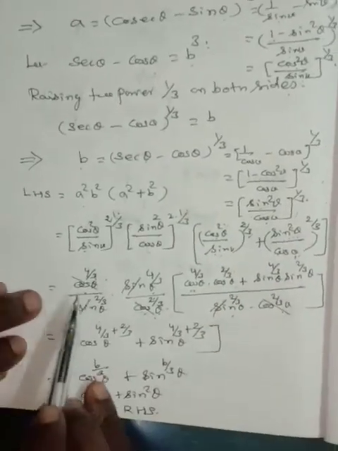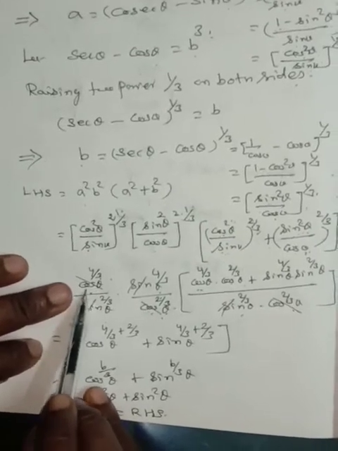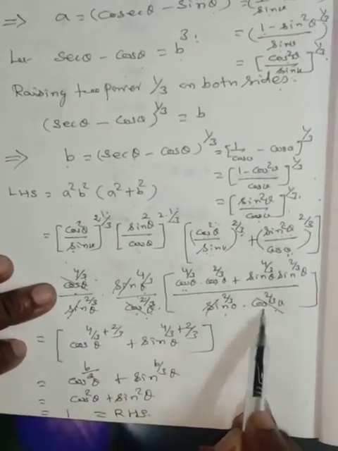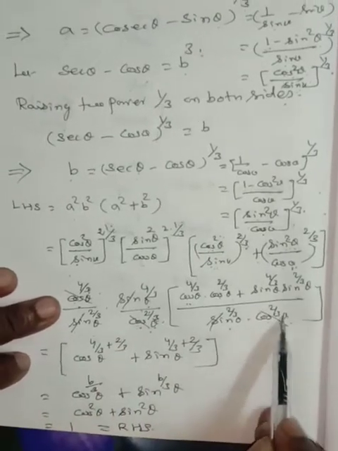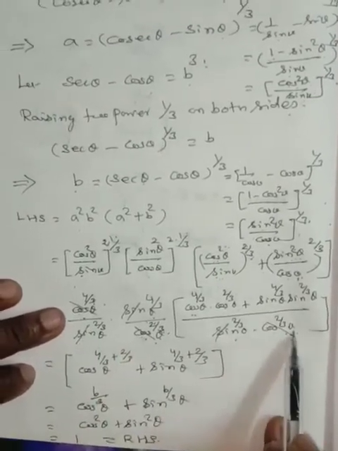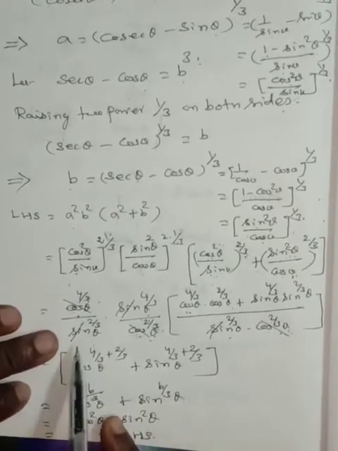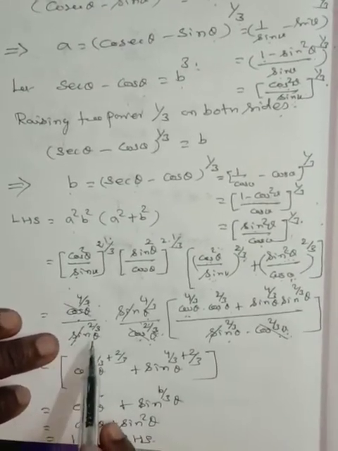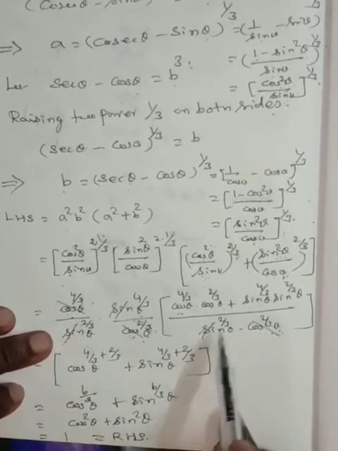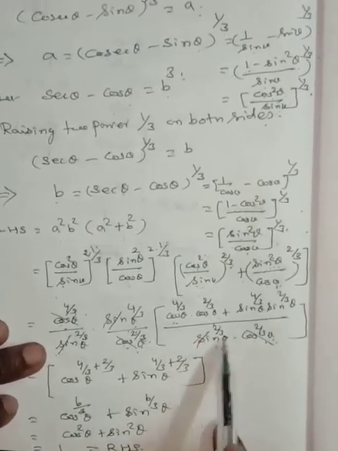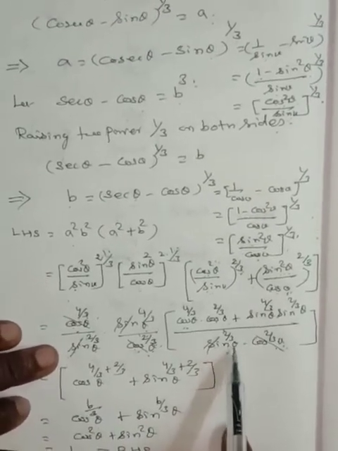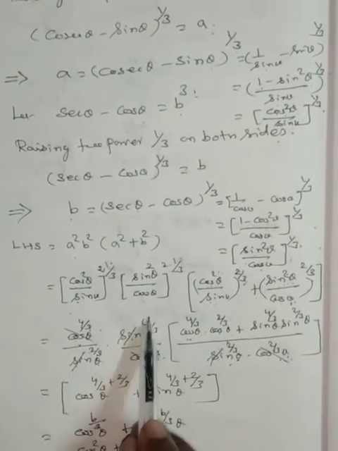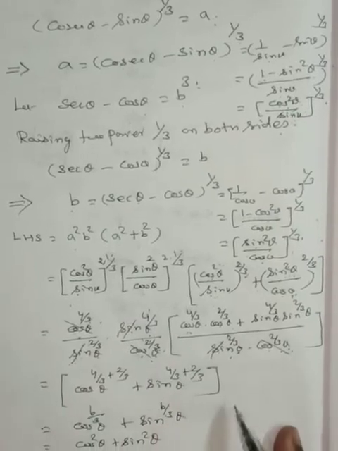Okay. Now cancelling cos power 4 by 3 theta divided by cos power 2 by 3 into cos power 2 by 3 is cos power 4 by 3 theta. So this and this are cancelled. Next denominator sin theta whole to the power of 2 by 3 into sin theta whole to the power of 2 by 3 means sin power 4 by 3 theta. Here numerator sin power 4 by 3 theta, cancelling this.